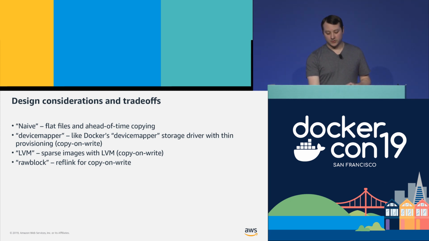I don't think that we're going to look too hard at the reflink snapshotter because it's not supported on all file systems. Reflink isn't a feature that's available everywhere, and we want firecracker-containerd to be usable with file systems like ext4.